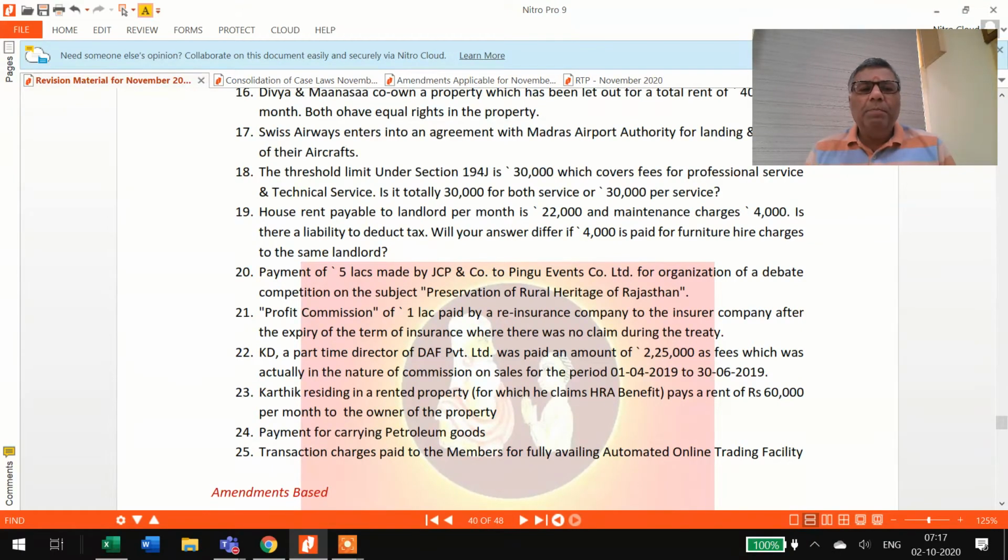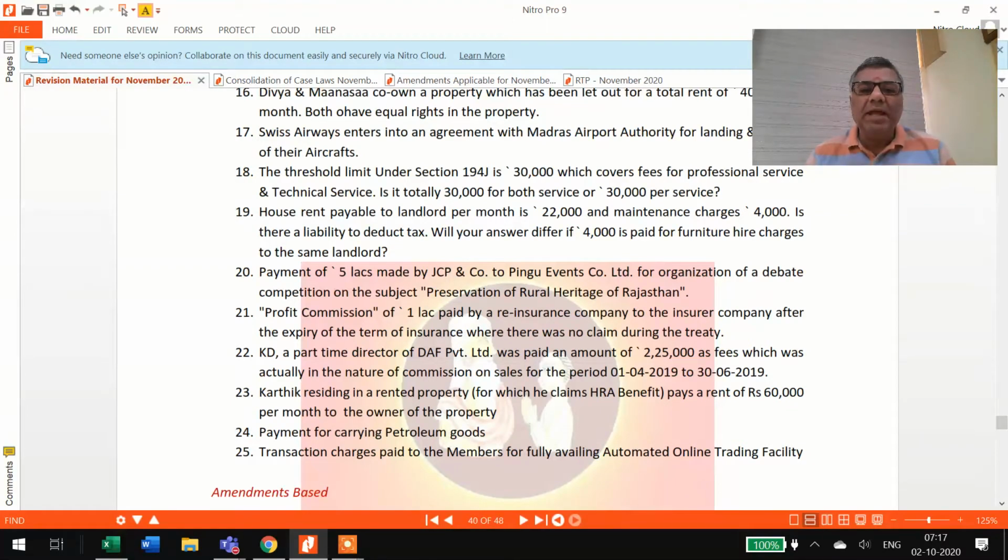20th. Sir, 194IB also can give an alternate solution. I will do that, 194IB. I will do it and show you. Yeah, you want to know 194IB. That's what I understand. This is not under 194IB. This is a business payment, but I will do 194IB.